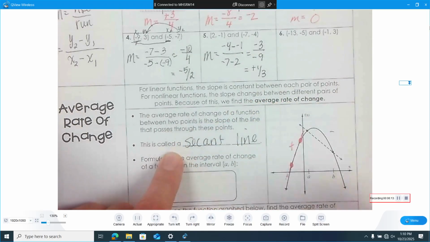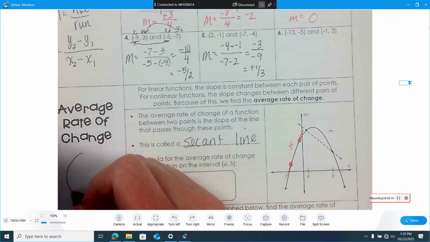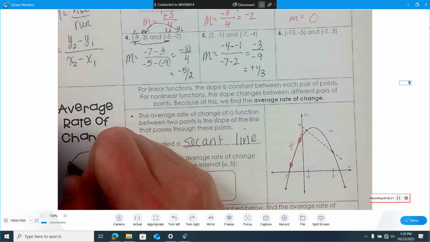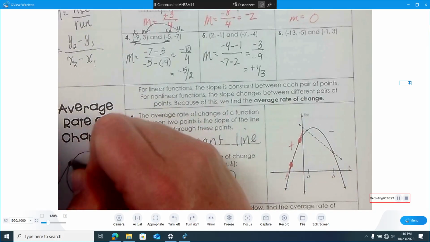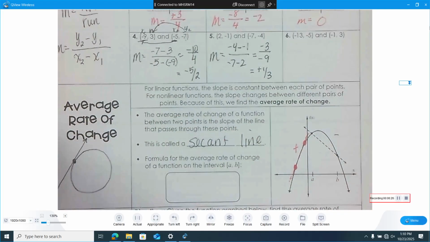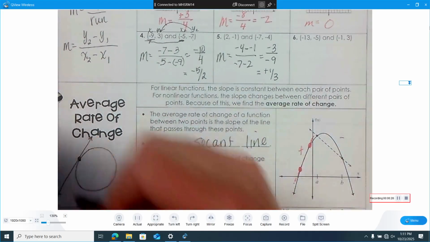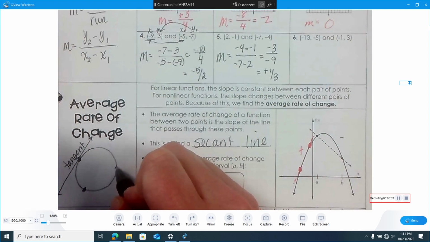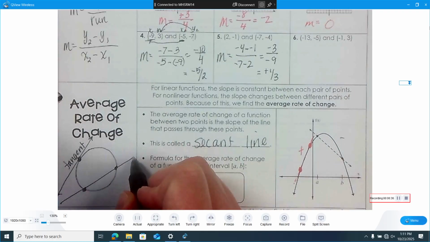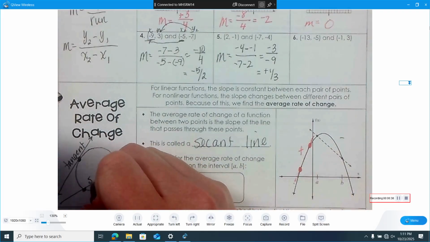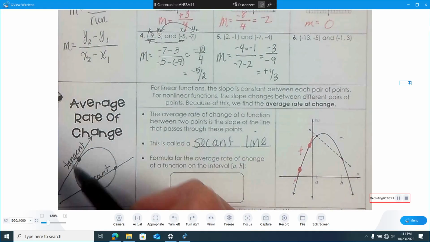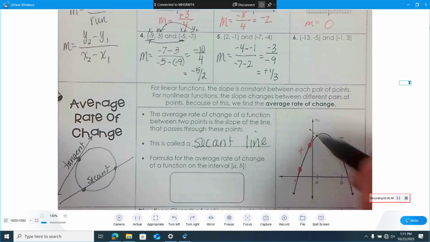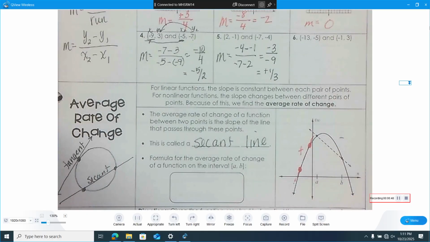Now, I don't know if you remember from geometry, most of you, if we had that whole unit on circles, and if you had a line that just touched, do you remember what that line was called? Tangent line. Very good. Okay. But if we had a line that hit and intersected the circle in 2 points, that is a secant line. So tangent means to touch, and secant means it's touching in 2 places. And so this is called the slope of a secant line.